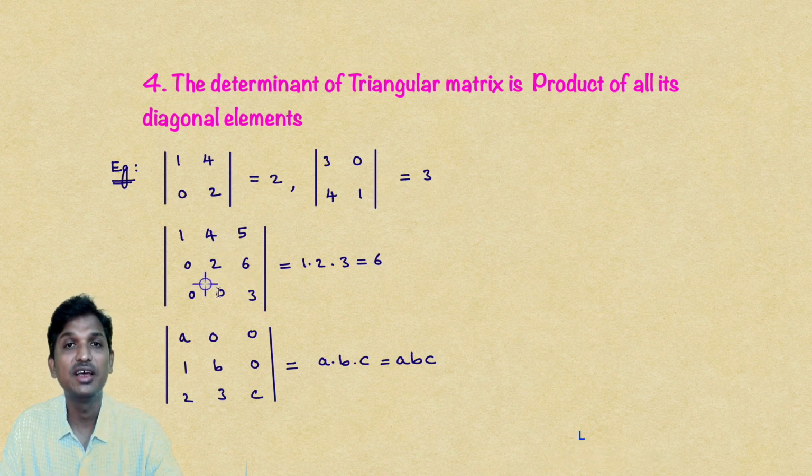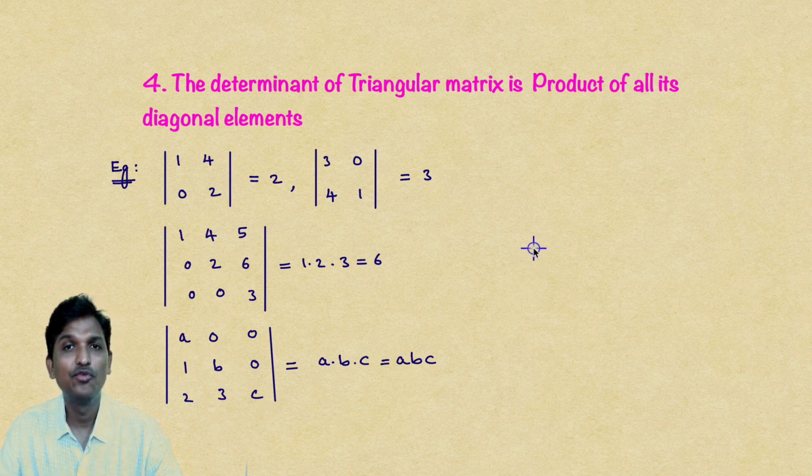While doing the exercise problems, if you identify that this is the determinant of a triangular matrix, then you can write its answer directly. What is its answer? Product of all its diagonal elements. Now you observe this example. These are the diagonal elements. All the elements above the diagonal are 0. So this is known as a lower triangular matrix. However, it is a triangular matrix. The determinant of a triangular matrix is the product of all its diagonal elements, A into B into C.